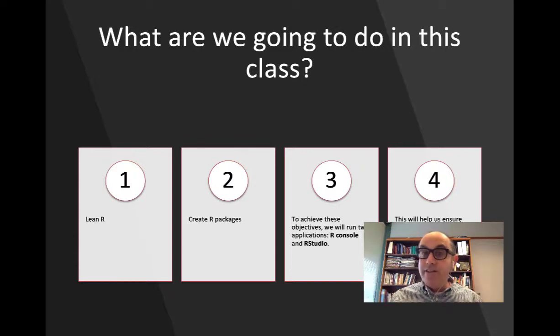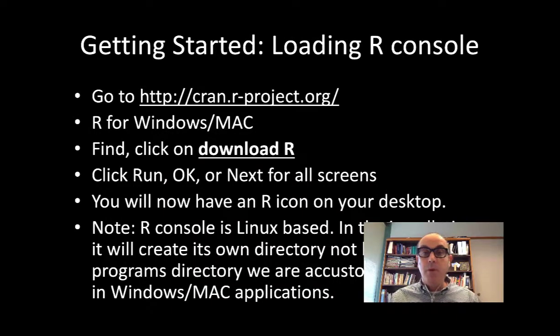So the objective of this class is to first learn R, then create an R package, then be able to run applications such as the R console and RStudio, and then help to ensure that the code that we write is correct, which means that we validate your code. Sometimes it's not available, but we will use both RStudio and the console. So I recommend you have both applications available.